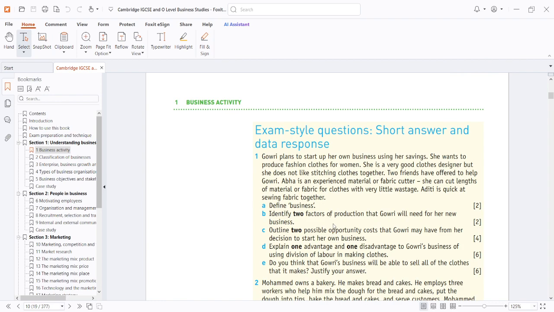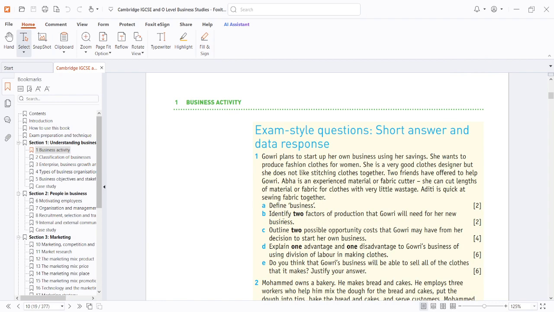First question is define a business. Pause the video, attempt it yourself, and then once you're back, we'll continue. So a business combines the four factors of production to create goods and services that will satisfy the wants and the needs of the population.